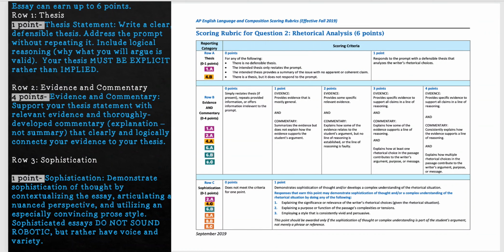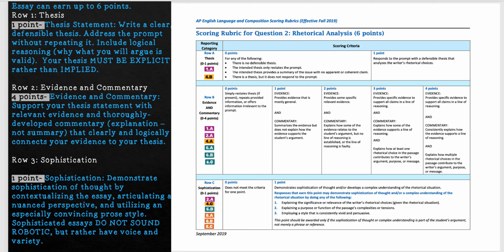We are now going to review the 6-point analytic rubric that is being used for the first time this year by the College Board for the AP Language Exam. I feel like this rubric gives students a lot more opportunities to earn points than the previous rubric with 9 points. There are 3 rows, the first row being points awarded for a thesis statement, row 2 being points awarded for evidence and commentary, and row 3 being points awarded for sophistication.